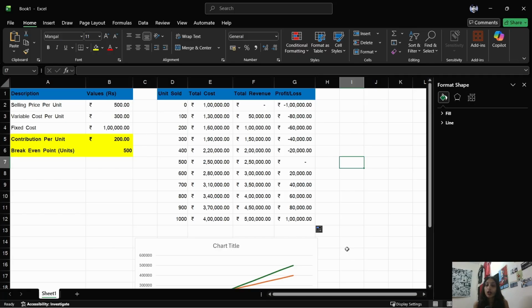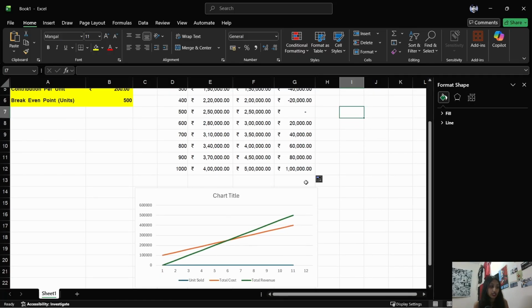The area above the intersection, which is this, on the chart represents the profit zone. So the area above the intersection represents the profit zone, and the area below the intersection represents the loss zone. So this is our loss, all this is our profit.